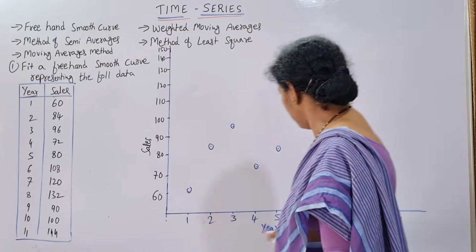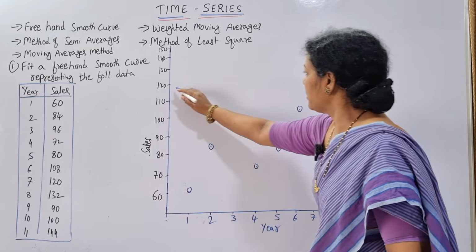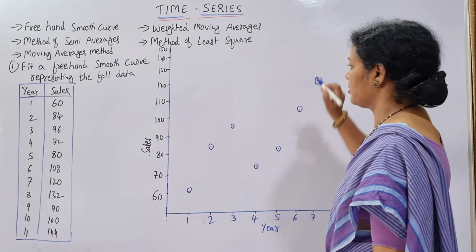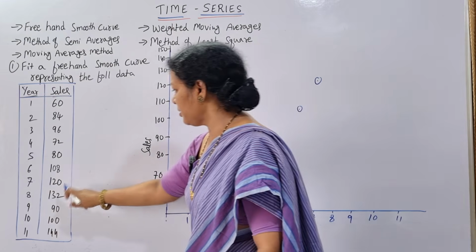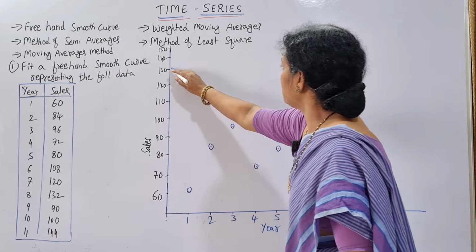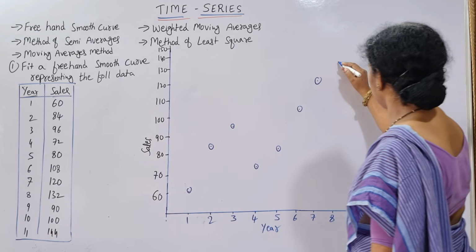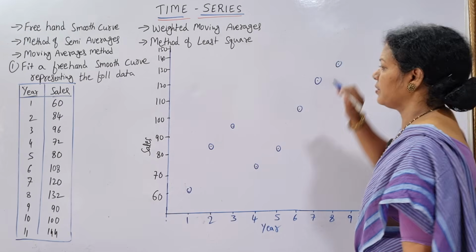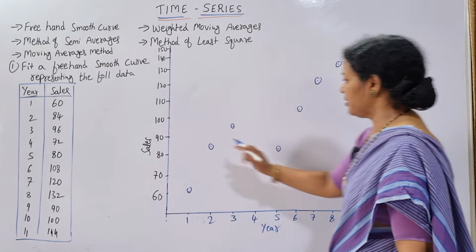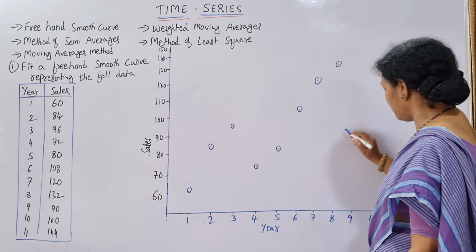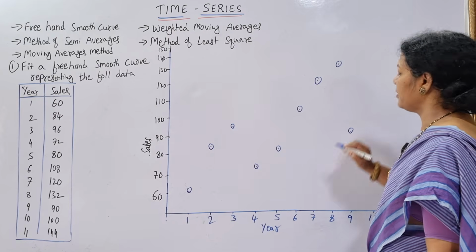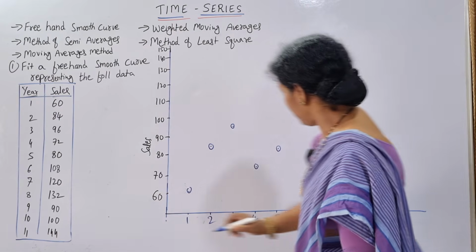Seventh year 120. Next, after that, eighth year 132. Eighth year 132, it's up. Next, ninth year 90. Ninth year 90, it has come down. Next, tenth year 100.